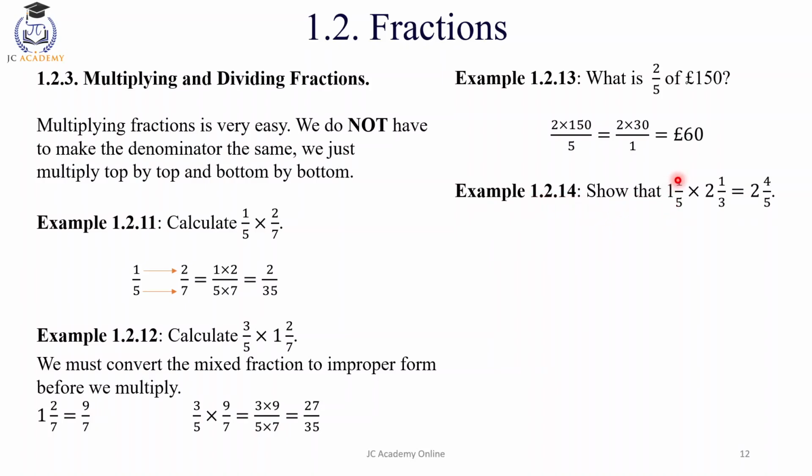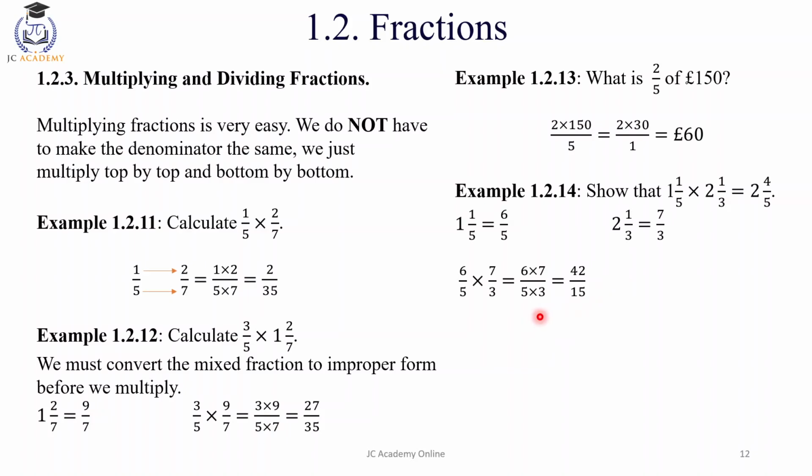Show that 1 1/5 multiplied by 2 1/3 is equal to 2 4/5. So again, we have two proper mixed fractions. So let's just convert them into improper form. 1 and 1/5 is going to be 5 times 1, which is 5, plus 1, 6 over 5. And then we have 3 times 2, which is 6. 6 plus 1 is 7, so 7 over 3.